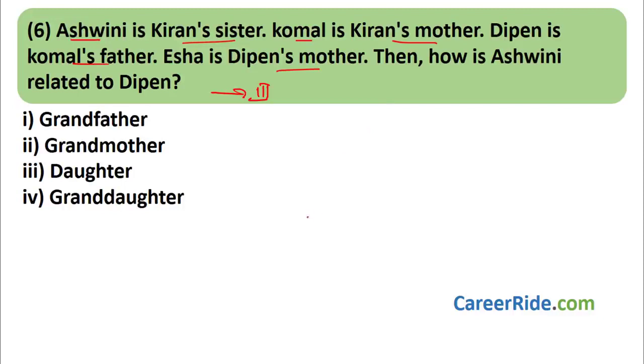Ashwini is Kiran's sister. This is Ashwini. This is Kiran. Ashwini is Kiran's sister, so minus. Ashwini is minus and sister, so siblings. Komal is Kiran's mother. We do not know the gender of Kiran, whether male or female, so we'll write plus minus. We do not know which it is, so we'll write both. Komal is mother, that means minus sign of Kiran. Dipen is Komal's father. Dipen, father, so plus sign of Komal. This is Komal over here.